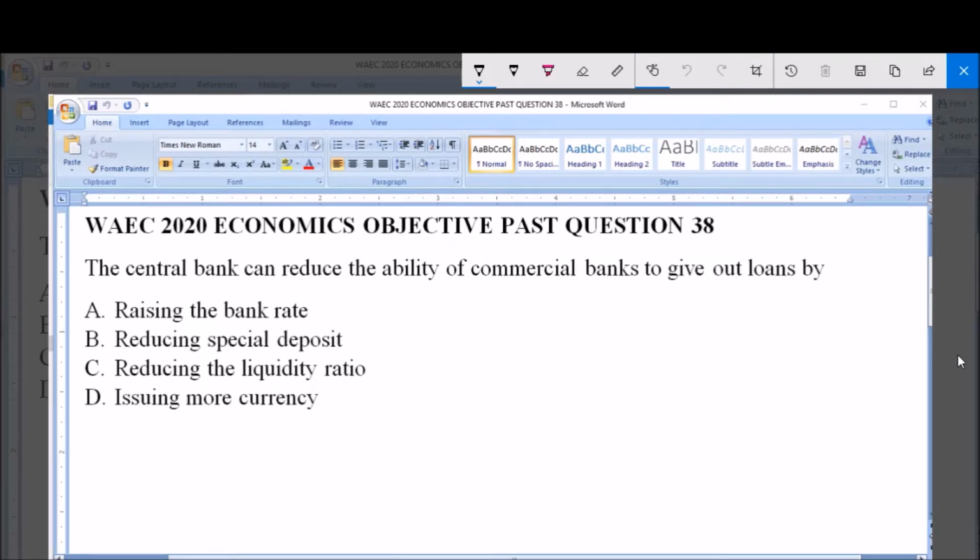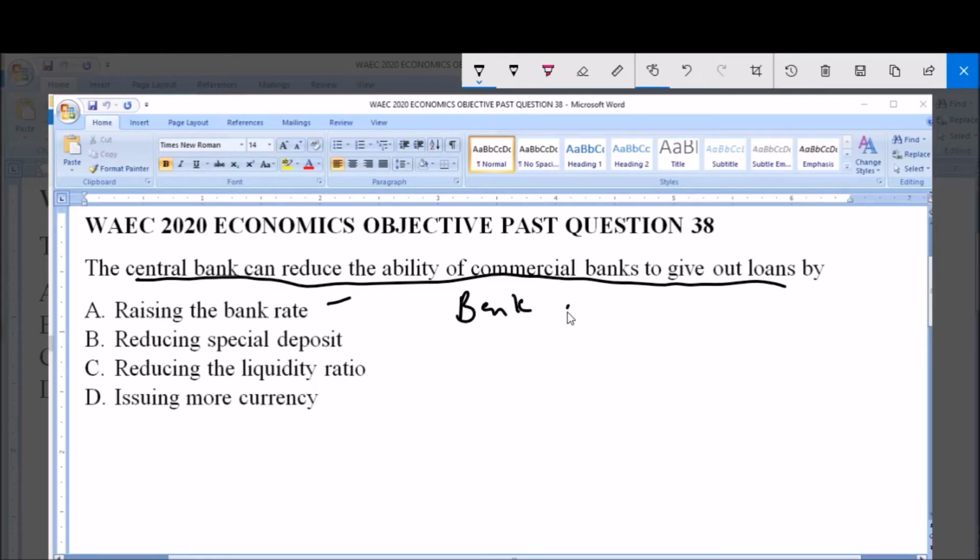The central bank can reduce the ability of commercial banks to give out loans by: A. Raising the bank rate, B. Reducing special deposits, C. Reducing the liquidity ratio, D. Issuing more currency. Now, amongst the options given to us, the measure that is usually taken by the central bank to reduce the ability of commercial banks to give out loans is option A, raising the bank rate.